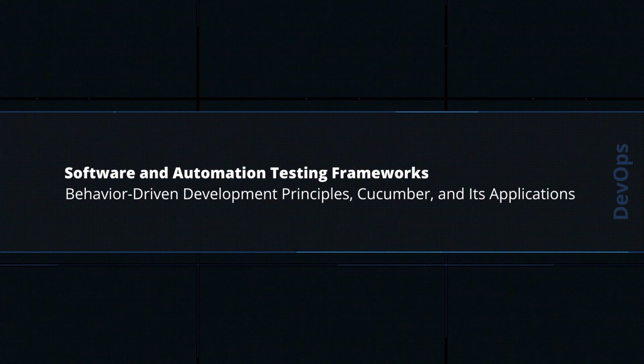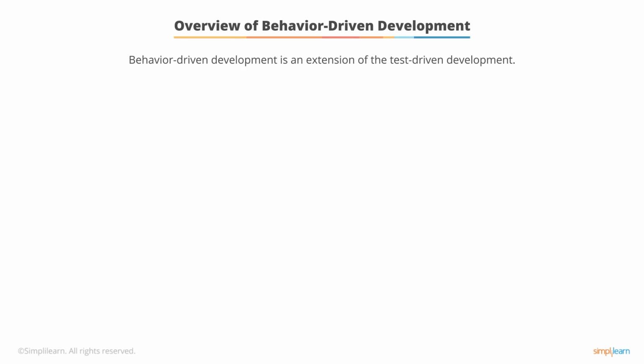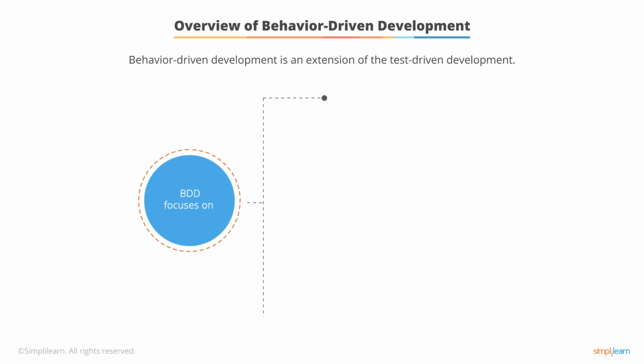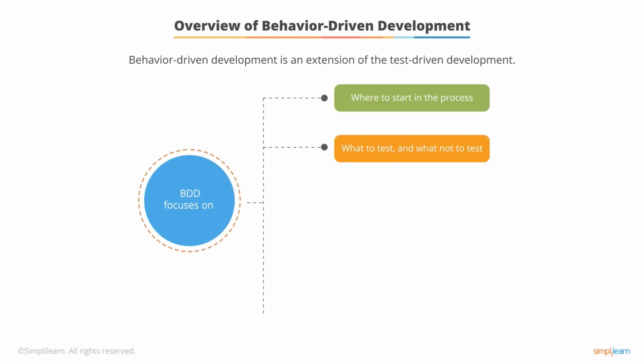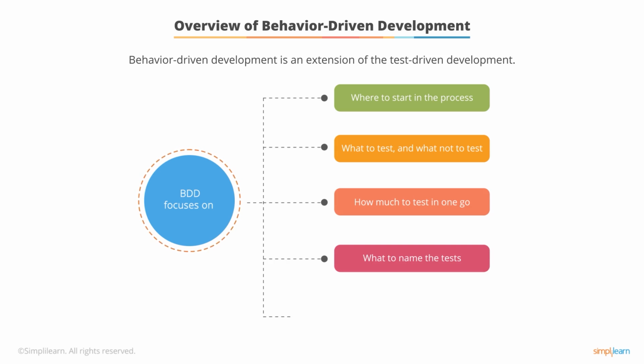Behavior-driven development principles, Cucumber, and its applications. Overview of behavior-driven development. Behavior-driven development is an extension of test-driven development. Behavior-driven development, also known as BDD, focuses on where to start in the process, what to test and what not to test, how much to test in one go, what to name the tests, and also how to understand test failures.